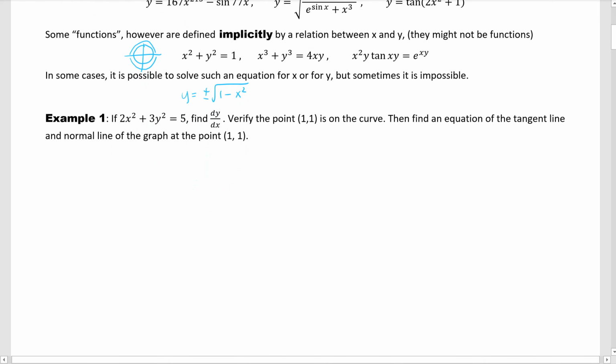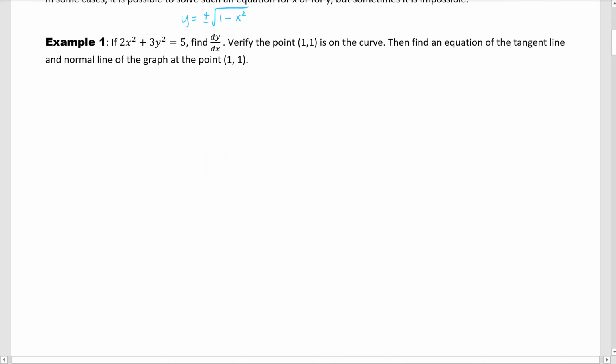Okay, so let's look at our example. Example 1: if 2x squared plus 3y squared equals 5, we want to find dy/dx. Verify that (1, 1) is on the curve, and then find the equation of the tangent line and normal line of the graph at the point (1, 1).